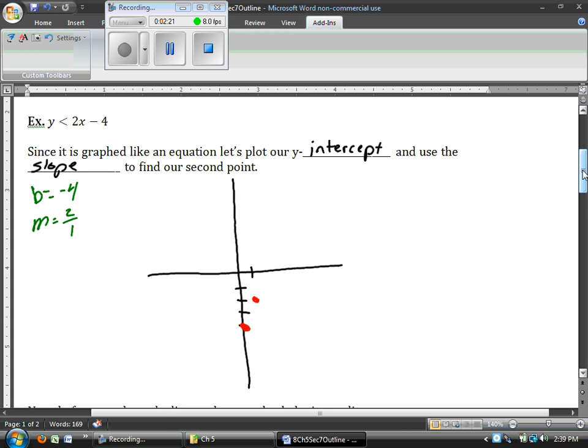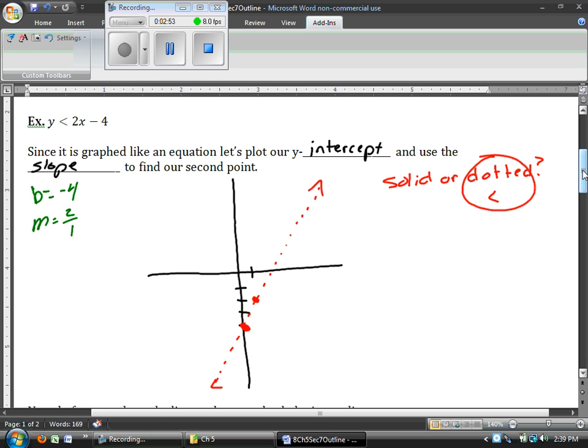Right there. Now, this is where we have to decide, is it solid or dotted? Okay, we know that since we have a less than, it's not equal to, it's just less than, we know it's going to be dotted. Okay, so I'm going to take my marker here and draw a dotted line.